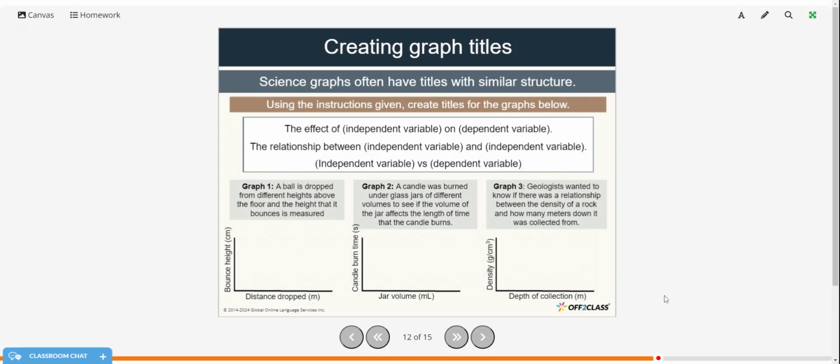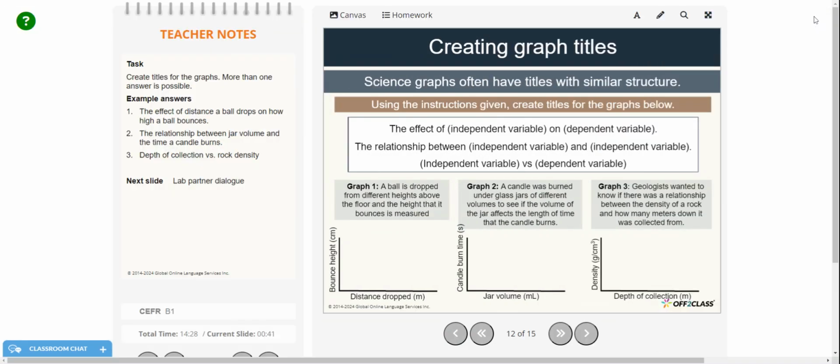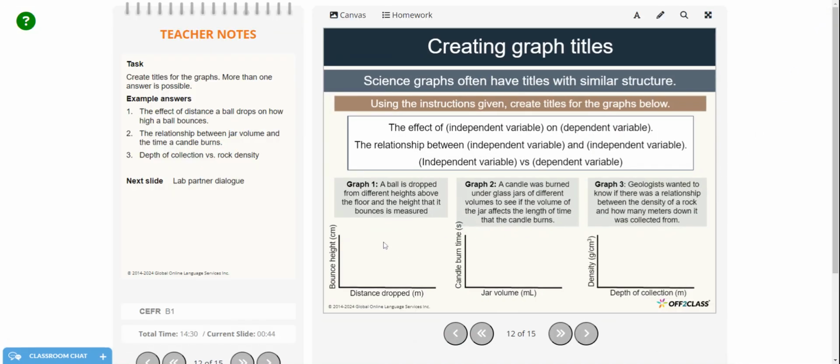So a ball is dropped from different heights above the floor, and the height that it bounces is measured. So for graph 1, the title would be the effect of the distance a ball drops on how high a ball bounces. Graph 2, a candle was burned under glass jars of different volumes to see if the volume of the jar affects the length of time that the candle burns. So the title would be the relationship between jar volume and the time a candle burns.